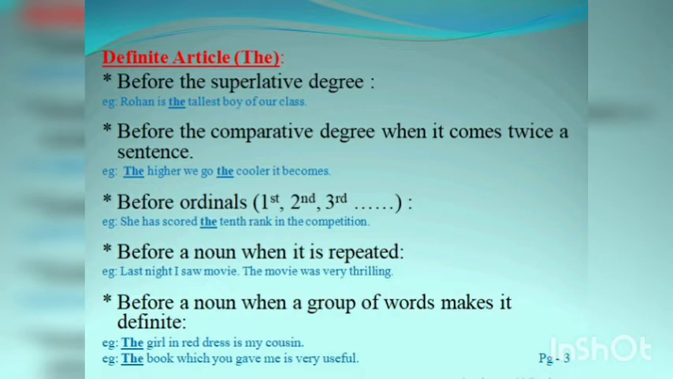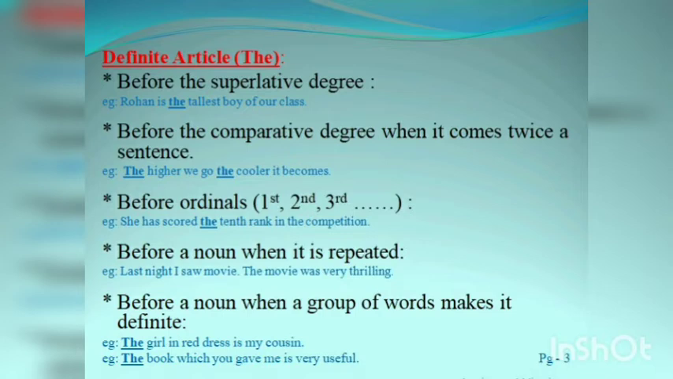Okay, she has secured the 10th rank in the competition. Here the word 10th is an ordinal and it is followed by a noun, rank, so we can use 'the' here: the 10th rank. But if an ordinal comes without a noun, we can't use 'the' before it. For example, she came here first. Here first is an ordinal, but it is not followed by a noun, so we can't use 'the' before it. So the sentence will be: she came here first.